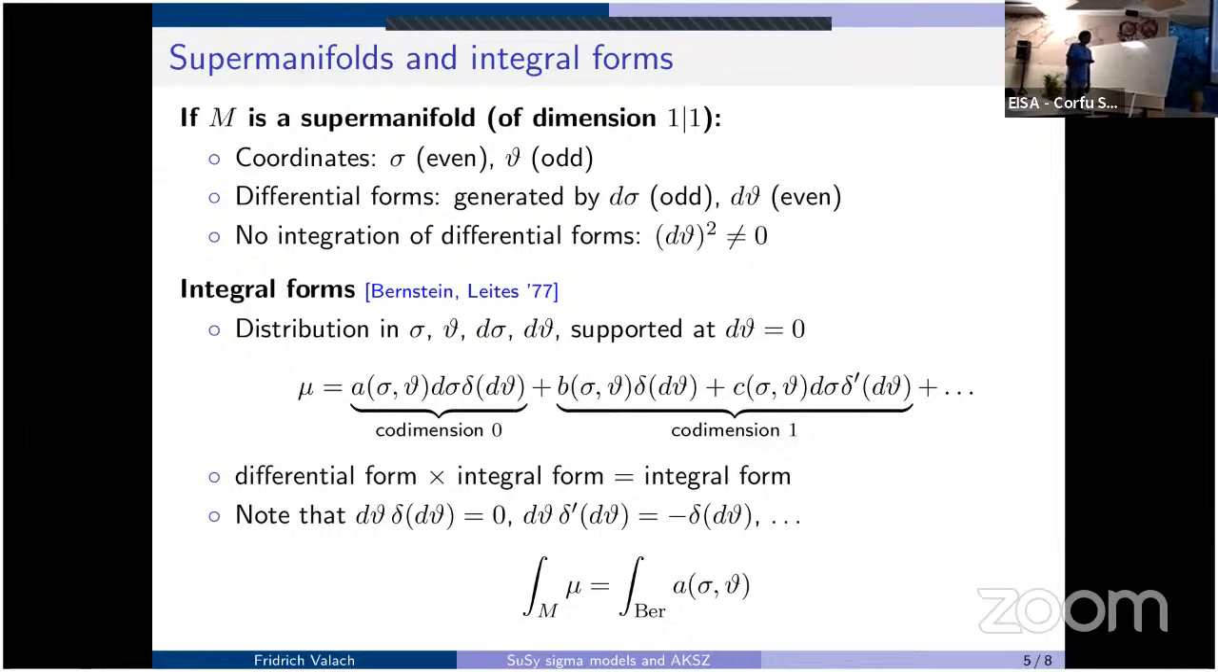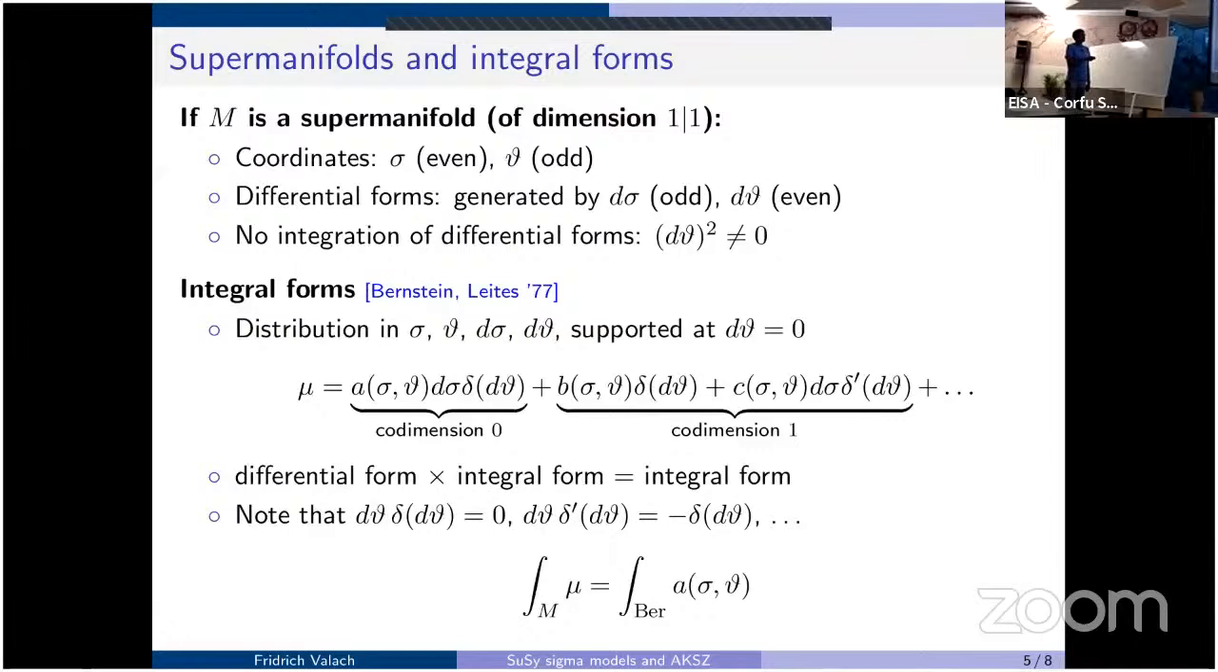Instead you have to go to something else. For instance, you can use these integral forms. So integral forms in this setup, you can imagine them being distributions on a space which is described by these four coordinates, but which are supported at the point where this badly behaving bit is zero. So if you had more thetas, then you would ask to be supported at the locus where all these d thetas vanish. Formally, it's just an expression of this form where every time you need to have a delta function at d sigma, d theta.